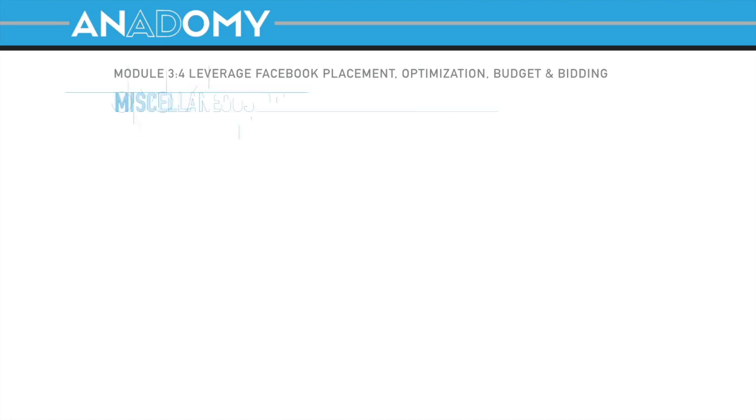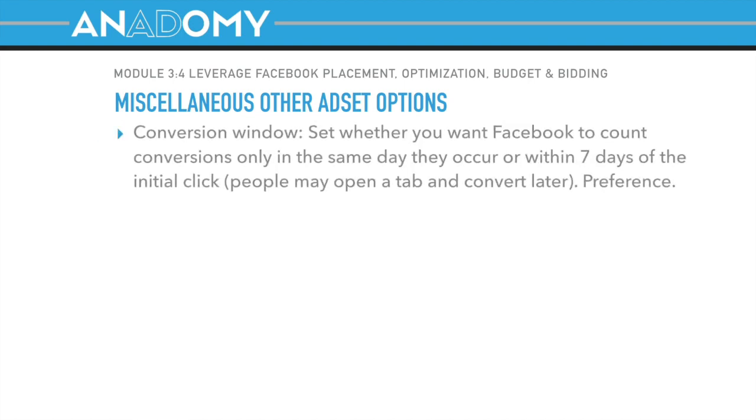So we've covered the 4 basic things that are happening inside this lesson: placement, optimization, budgeting, and bidding. But there are some other options at the ad set level I want to cover briefly. First of all is the conversion window. You'll be able to select the amount of time that Facebook uses to attribute a conversion to your ad. By default, this conversion window is 1 day, which means that if somebody converts within 24 hours of clicking on your website, they will attribute that to that ad.